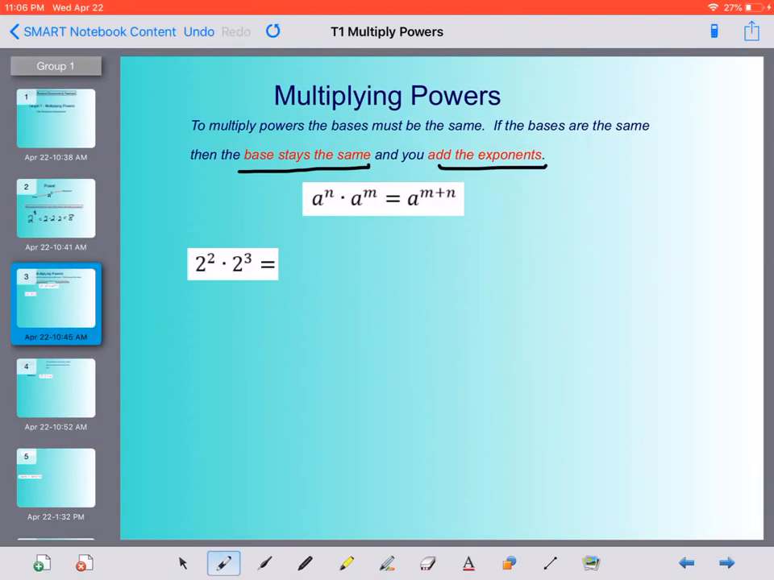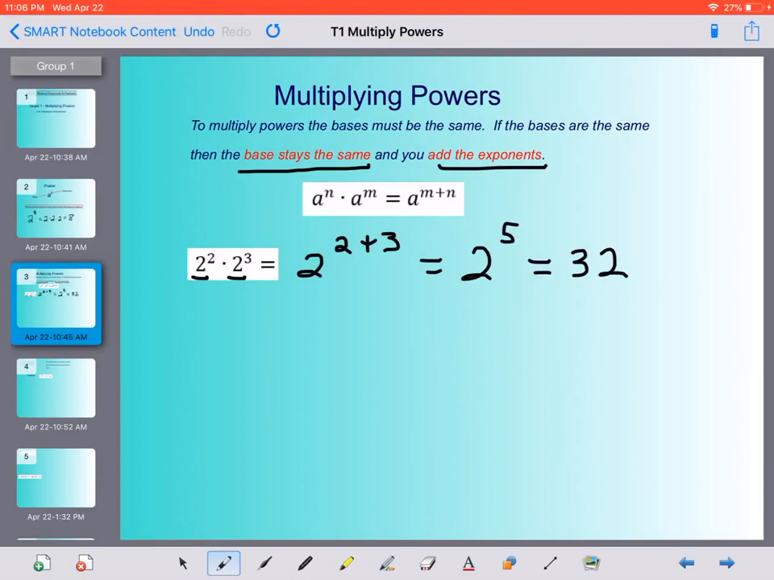So if I had 2 squared times 2 to the third power, because my bases are the same, then I can combine those to one term. The base stays the same, and I will add my exponents. So that would be 2 to the 5th power. Now you could expand that if you wanted to and multiply 2 5 times, and that would be 32.